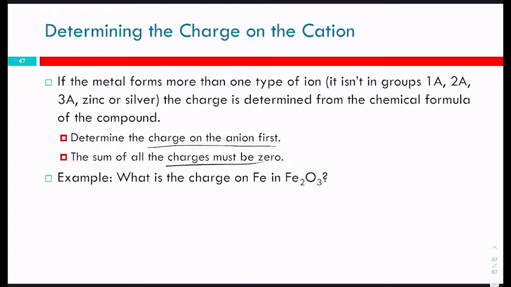So for this one, we have iron, and we have oxygen, so it's going to be iron oxide. But iron is not in group 1 or 2. It's not scandium, silver, cadmium, zinc, indium, gallium, or aluminum. All right, it's out here. So we know it forms more than one charge.